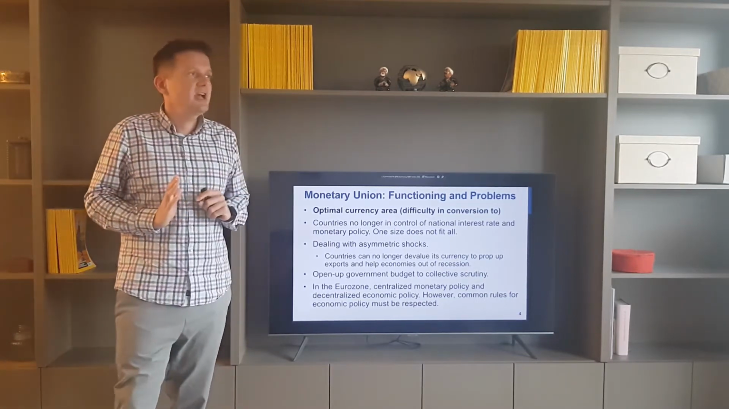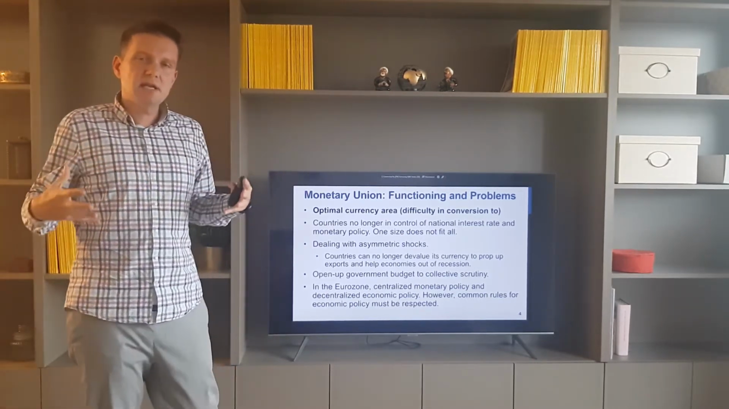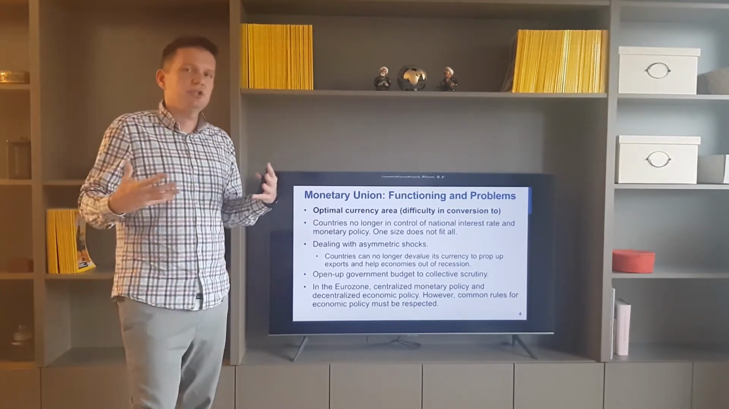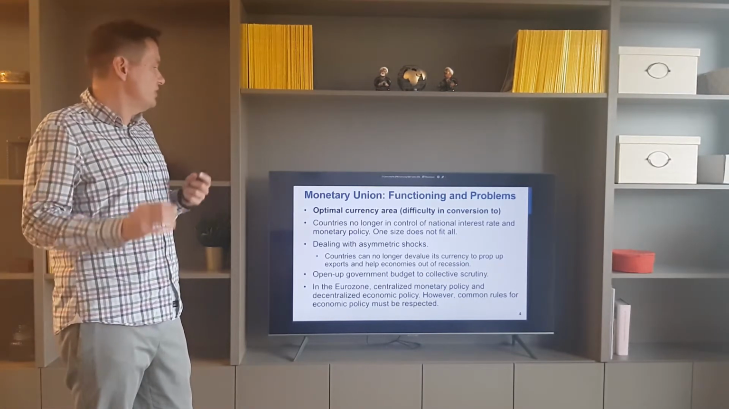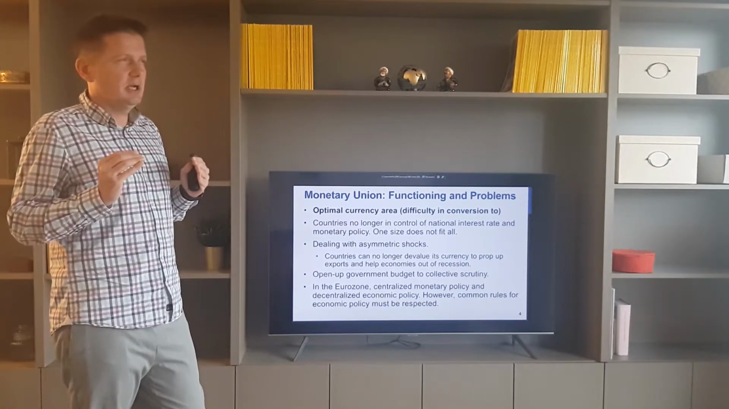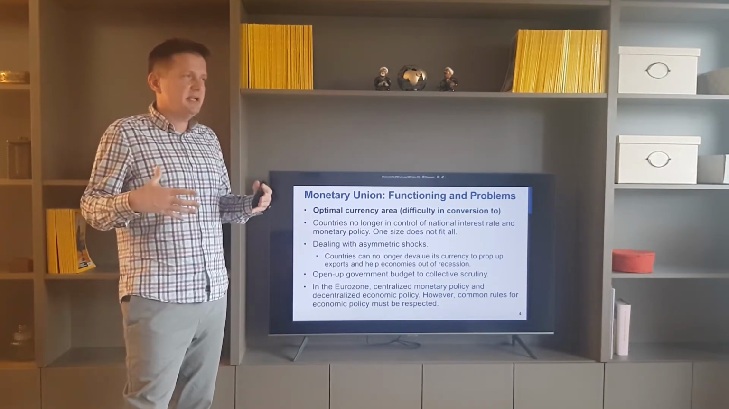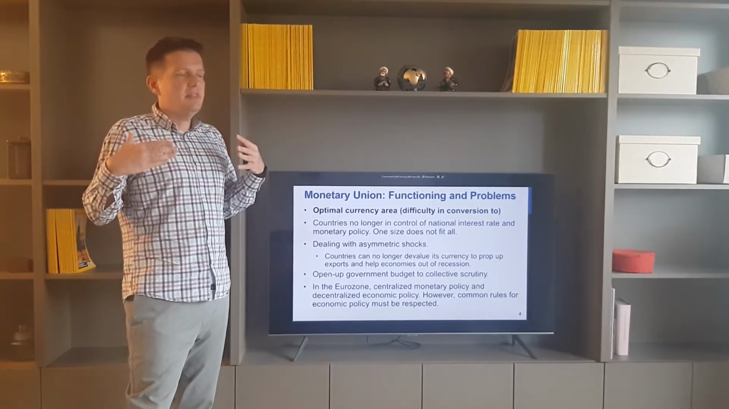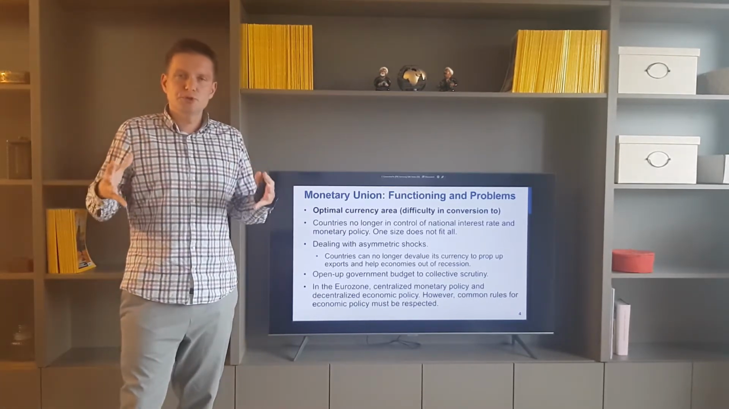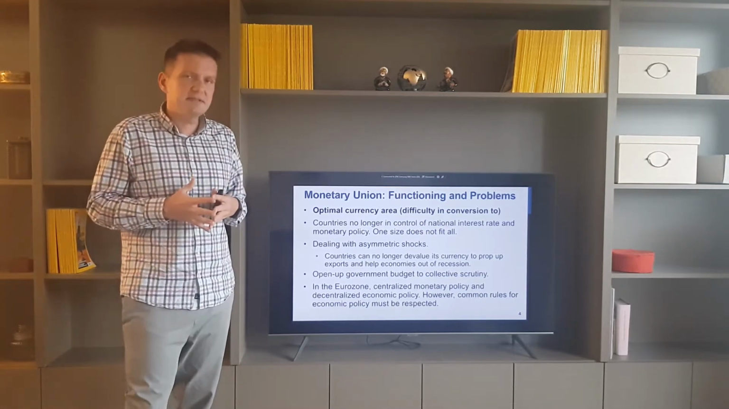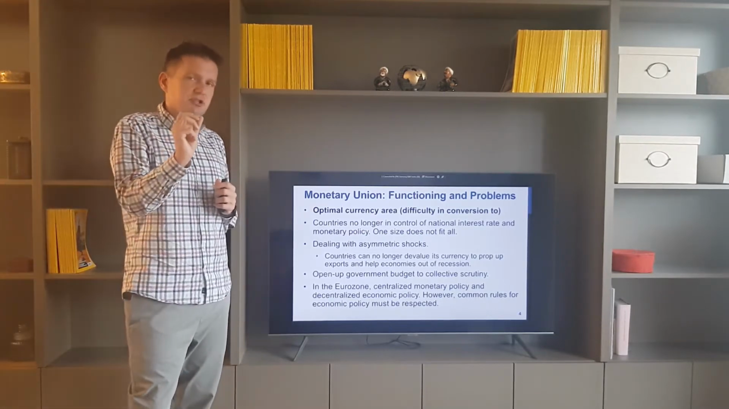The optimal currency area is an idea that within a monetary union, where countries are using just one currency, there is some sort of optimal economic area, optimal in the sense that they need to converge for the economies to behave rather similarly in order for this monetary union to work well. Why? Here's the gist of the matter.